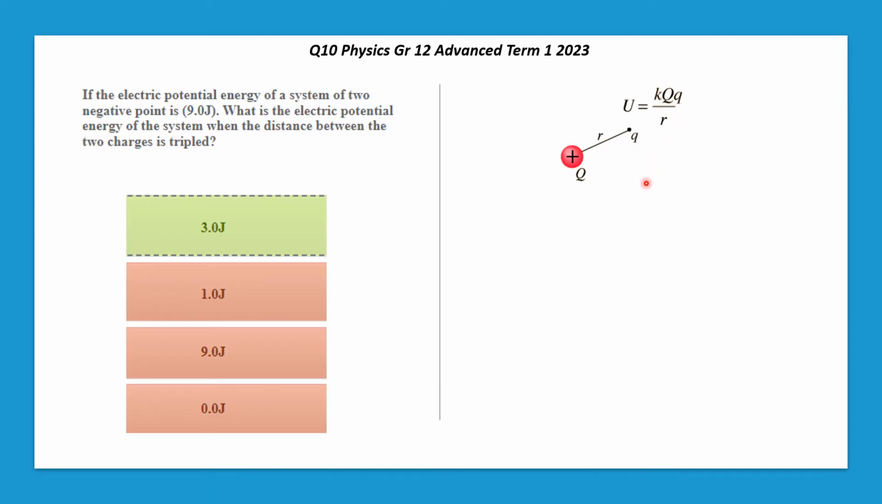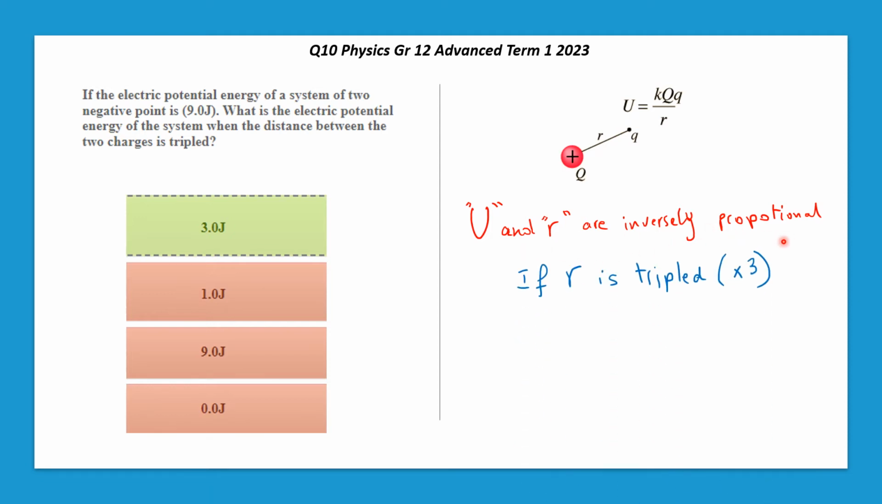So if the distance is tripled, what do you think? The distance and the energy are inversely proportional. So if R is tripled, U will be divided by 3. In this question, U is equal to 9. So 9 divided by 3, the answer is 3 joule.